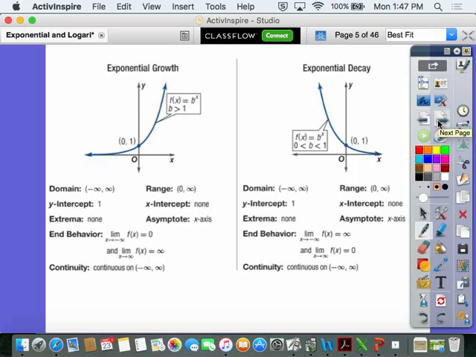Again, the domains are the same, negative infinity to infinity. The range, 0 to infinity, like you guys said. Both have a y-intercept of 1. They don't cross the x-axis, because there's an asymptote there, okay? They don't have any extrema. The only main difference between the two is their end behavior. As x approaches infinity for this one, y is approaching infinity, but as x is approaching negative infinity, it's approaching 0, and it's the opposite here, okay? We're good?